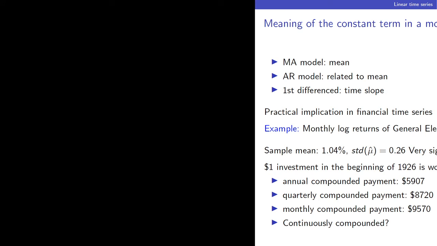Now, we have some different models, but the constant term means different things. In an MA model, it's the mean. In an AR model, it's related to the mean. Remember that you have to divide it by 1 minus phi 1 to make it work. And in the first difference, it's the time slope.